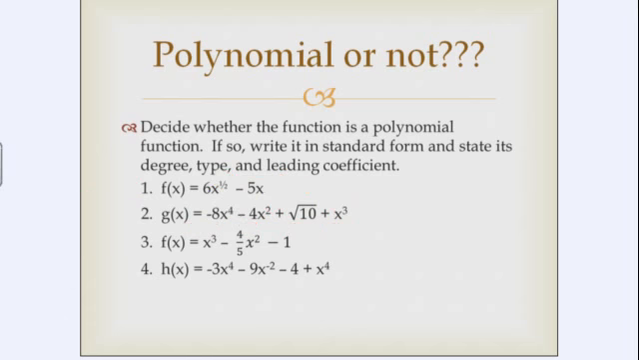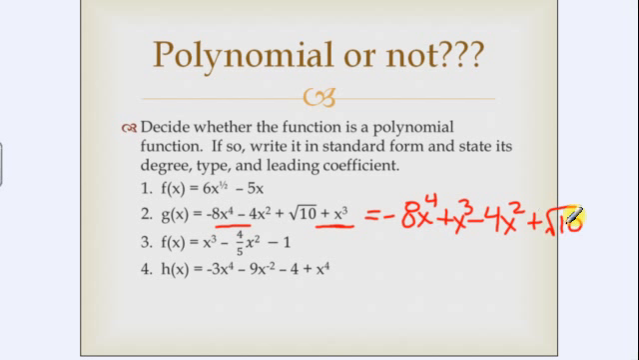To write it in standard form, we need to start with the highest exponent. It'd be negative 8x to the fourth power. Then I would have x cubed next in line. Then the x squared. And then the constant, which is square root of 10. It's okay that our constant or coefficient is not a whole number, it just needs to be a real number.